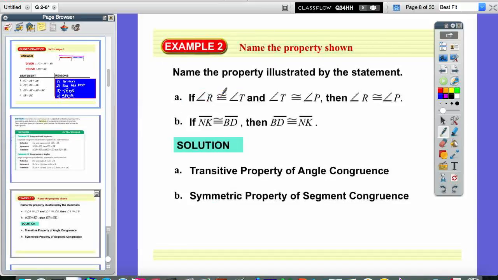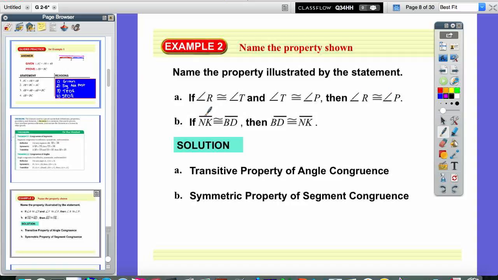If angle R is congruent to angle T, and angle T is congruent to angle P, then angle R is congruent to angle P. Just like in properties of equality, this is the transitive property. If one thing is equal to another, and that thing is equal to a third, the first one and the last one are equal. It's the same thing with congruence. So it's the transitive property, and we're talking about congruence.